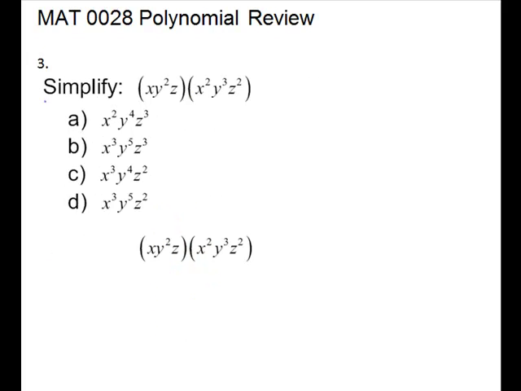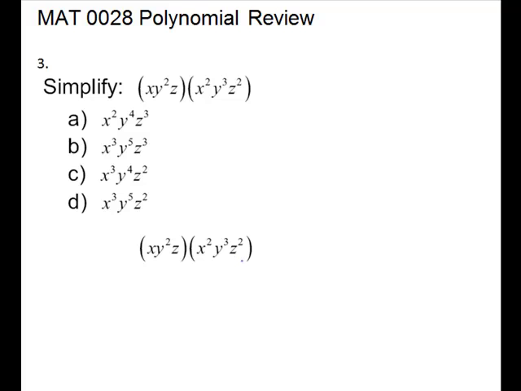Problem 3 says simplify. Notice here we are multiplying two monomials. Multiplication because it's parentheses side by side, and there are no signs in between, which makes them monomials. I have the problem right below. You would always check outside the parentheses to see if there was an exponent. There's not, and there's not on the second one.